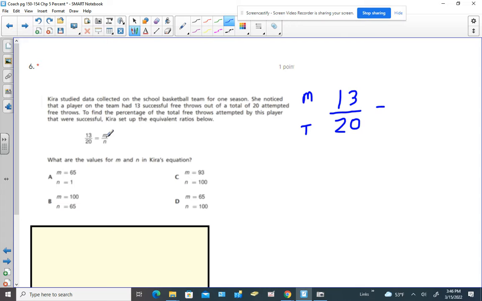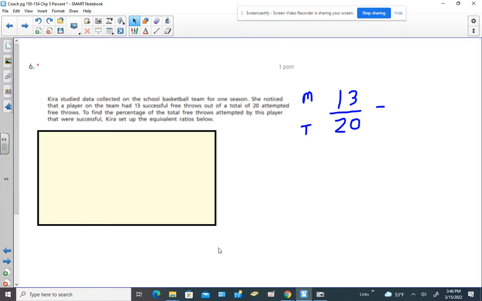Now, see how they have an M and an N here? That's where people get confused. So let's just ignore this for a moment and pretend we were going to figure out the percent. What do they want the percent of? Let's read it again and make sure we understand. Because remember, percent means out of 100. So if they're asking for the percent that she made, then we're good to go with figuring out the solution for P, which would be the percent.